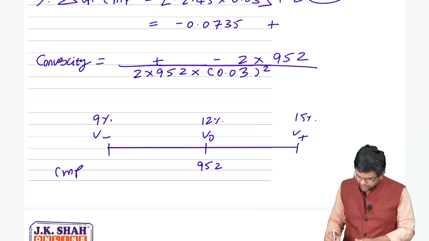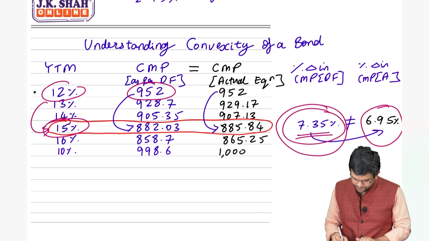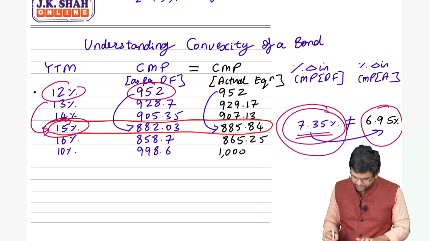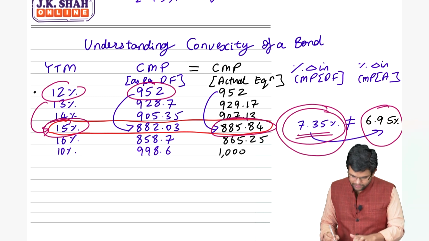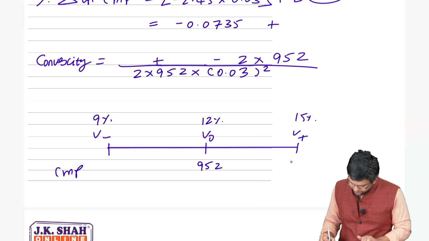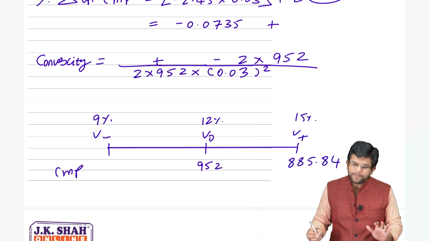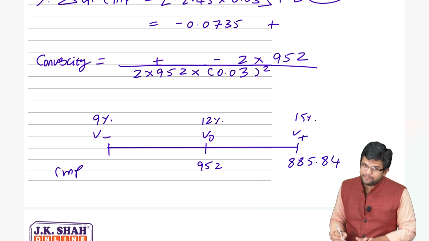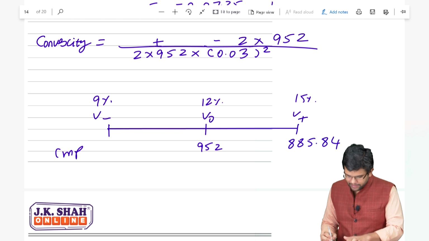So children, do you realize when the YTM is 15%, we know that the actual current market price, children, is 885.84, correct? 885.84. Everyone following till here? So I'll just write down here 885.84. Everyone following? Next, children, if the YTM drops to 9%, please pay attention, if the YTM drops to 9%, what will be the current market price?